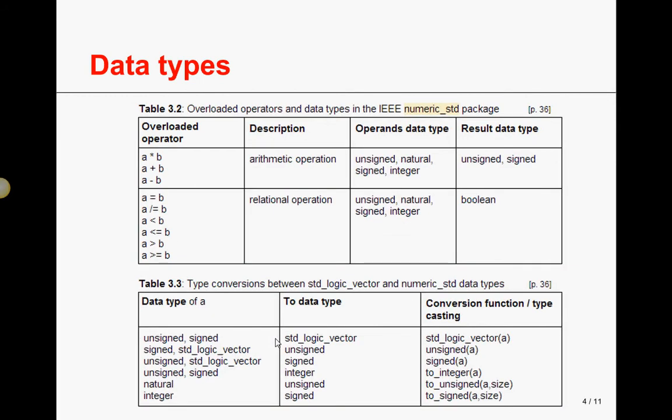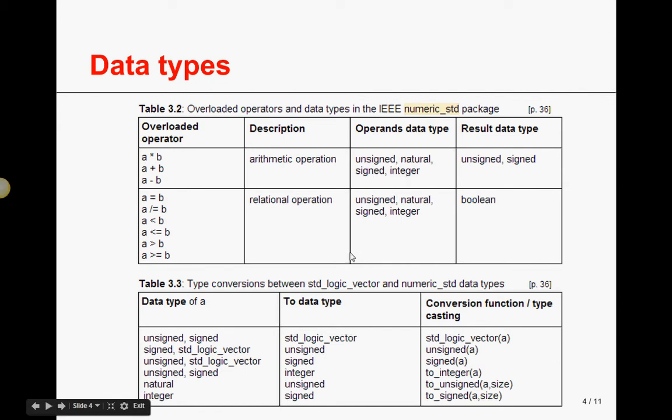Now, when we want to do arithmetic operations like adding or subtracting, for example, or relational operations, then we shall include the numeric standard package into our design as well. And this package will enable us to carry out these operations over these data types: unsigned, natural, signed, or integer.